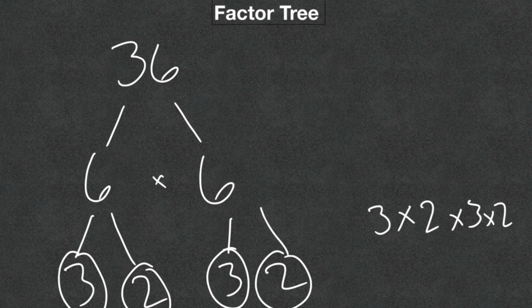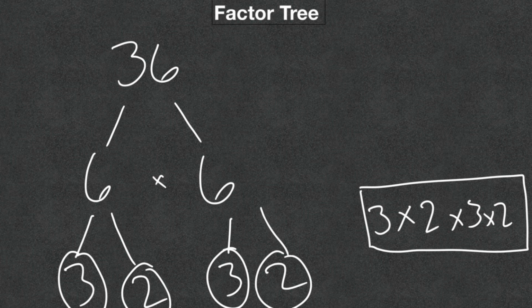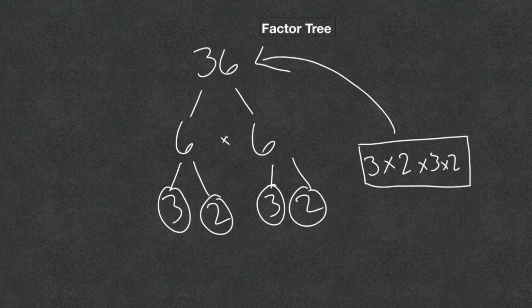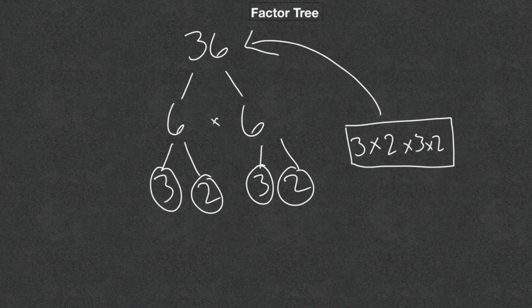The cool thing about this is we can take this expression down here and multiply the numbers together, and it's going to bring us back up to 36. So that's a good way of checking that you have found the prime factors. There's more than one way to get to the prime factors. Like 6 times 6 is just one way that you can break up the number 36.